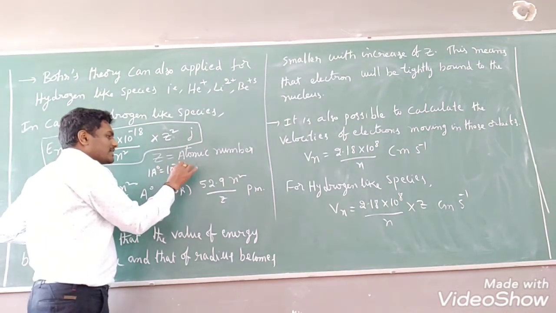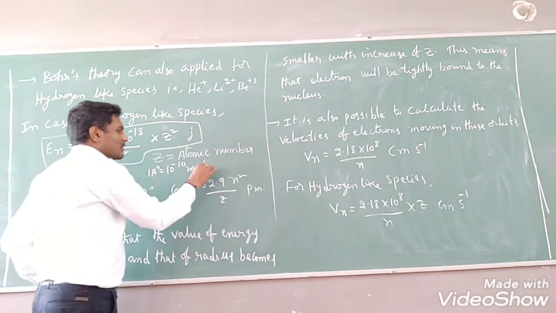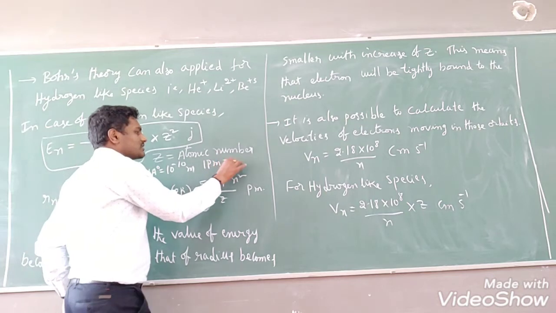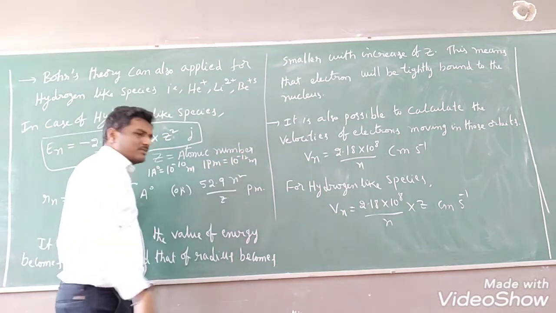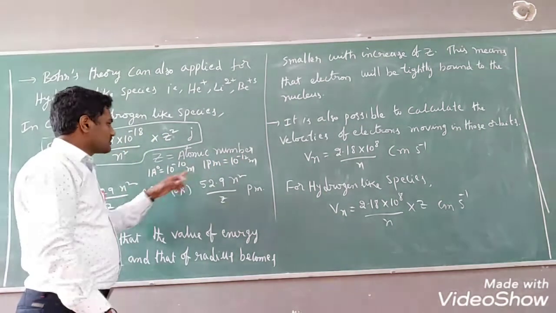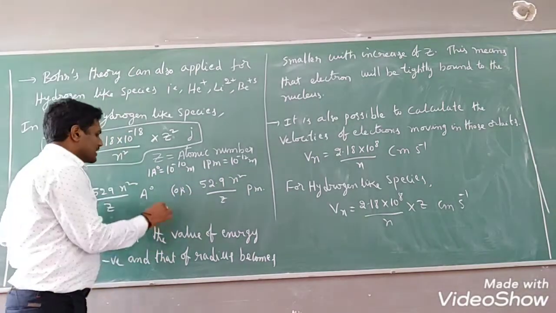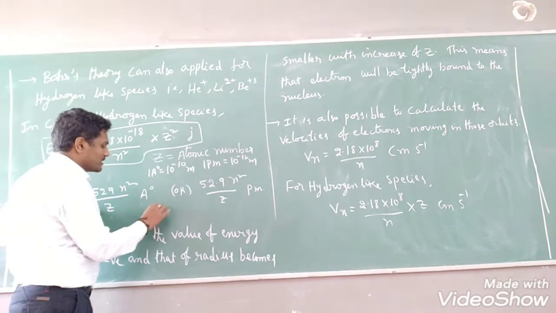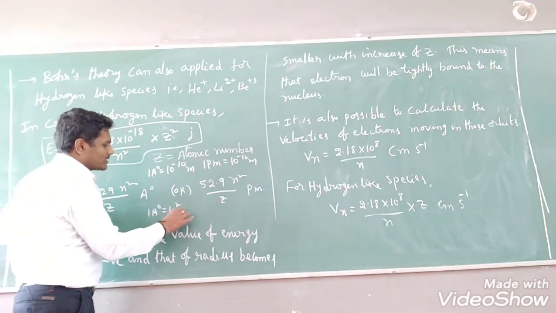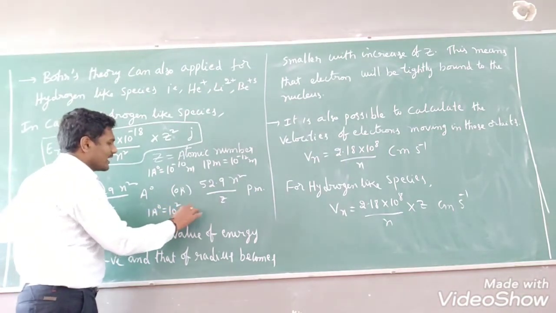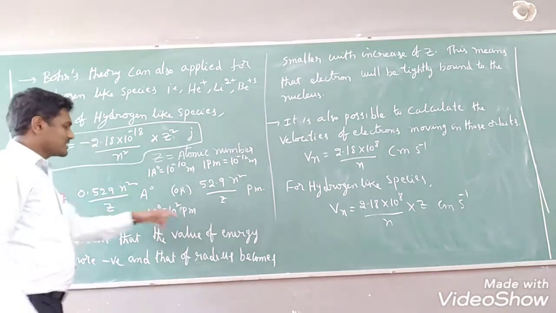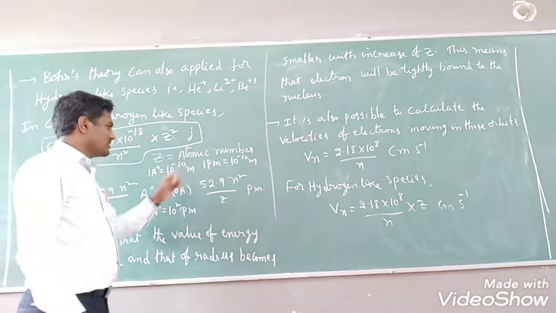10 to the power of minus 10 meters. 1 picometer equals how many meters? 10 to the power of minus 12 meters, students. Right? So if you want to convert angstrom unit to picometer, what is the relation we have? 1 angstrom unit is equal to 10 square picometers. Shall we write like this or not? I will write 10 square picometer from this.